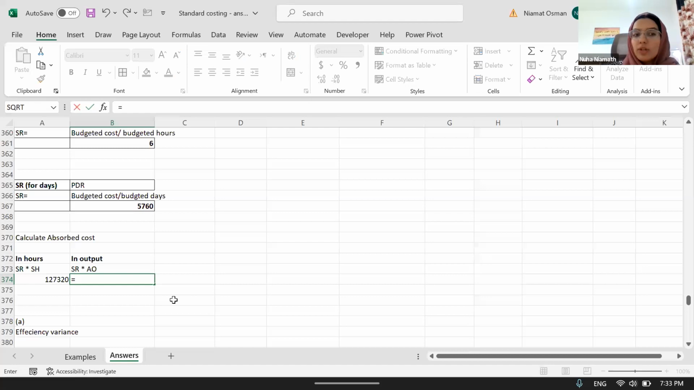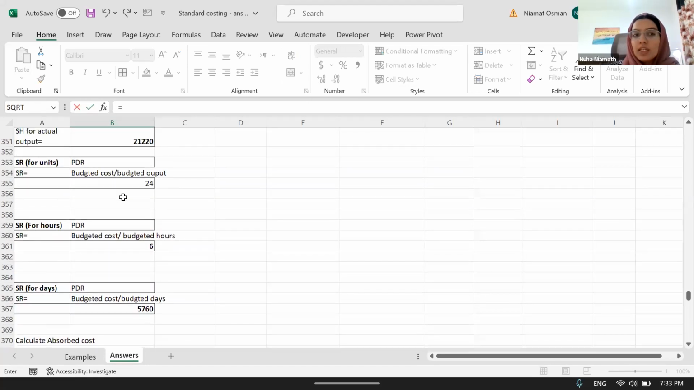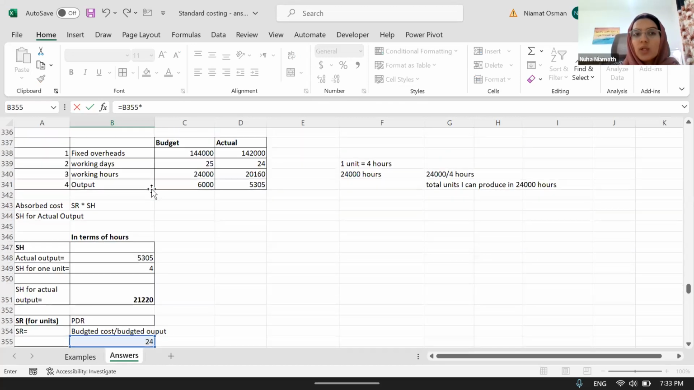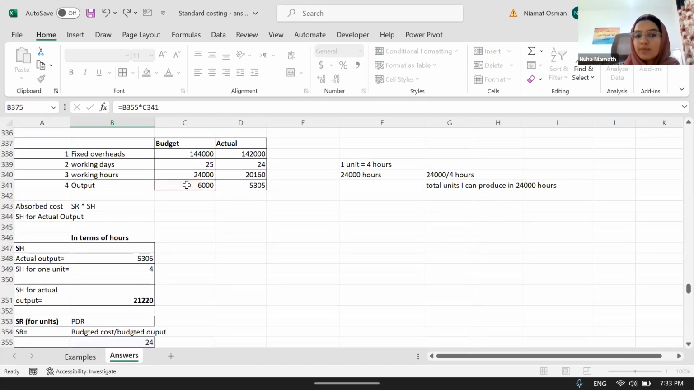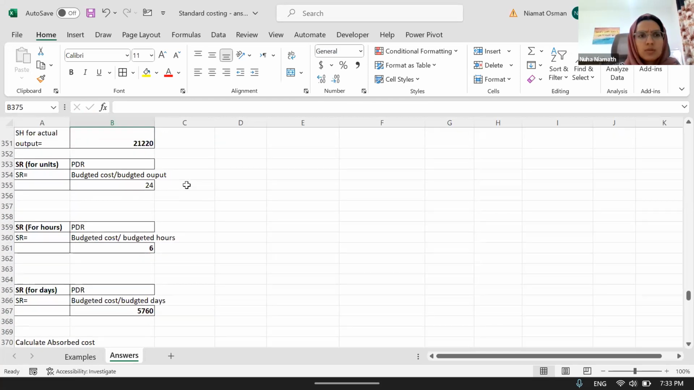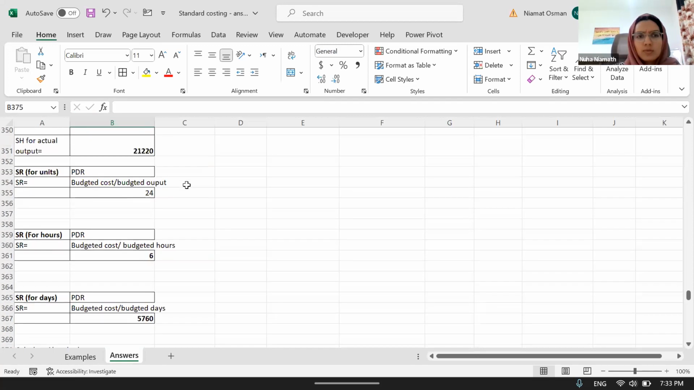And in terms of output, it will be 24 into actual output, 6,000. What is this difference? 1 minute.